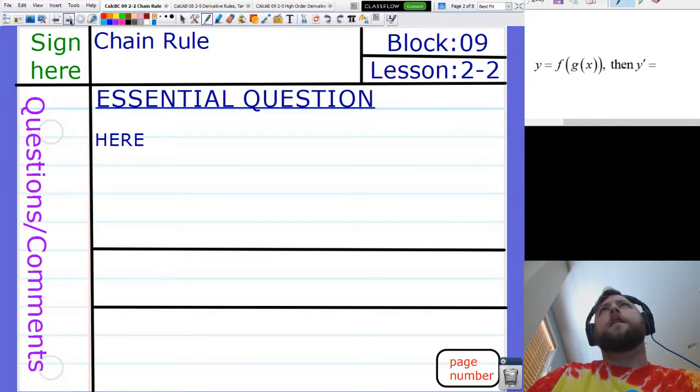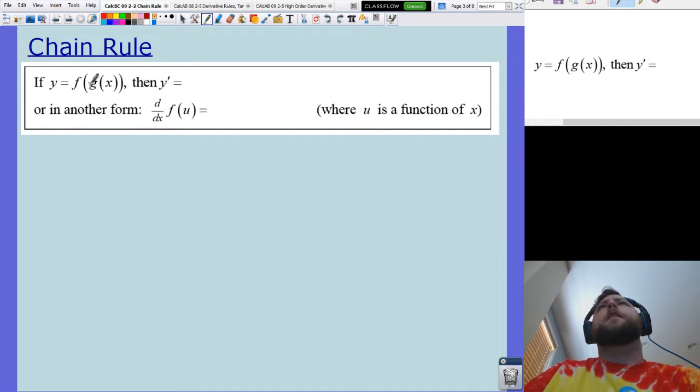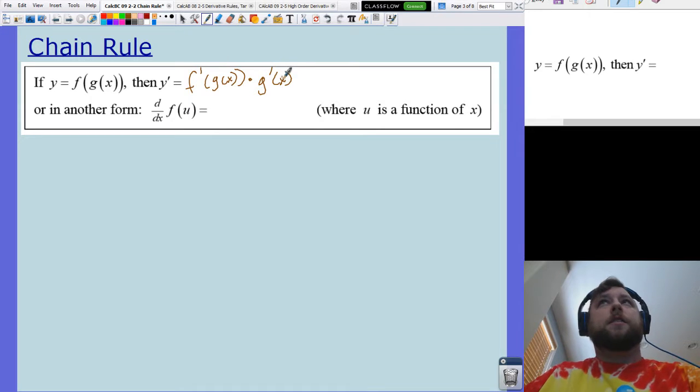Let's begin. So chain rule, just a reminder, this is where you have a function within a function. So we say our y is f of g of x. This is composite functions. If you want to find the derivative of this, you do the derivative of the outside times the derivative of the inside. So what that looks like with this function notation would be f prime of g of x times g prime of x. The outside times the inside.